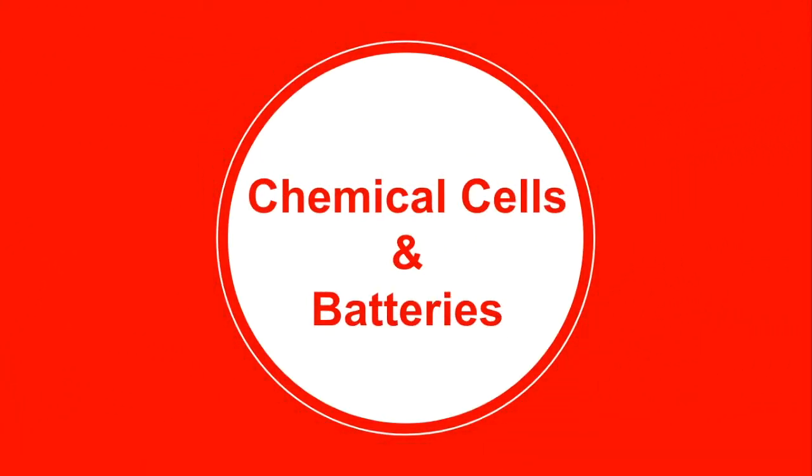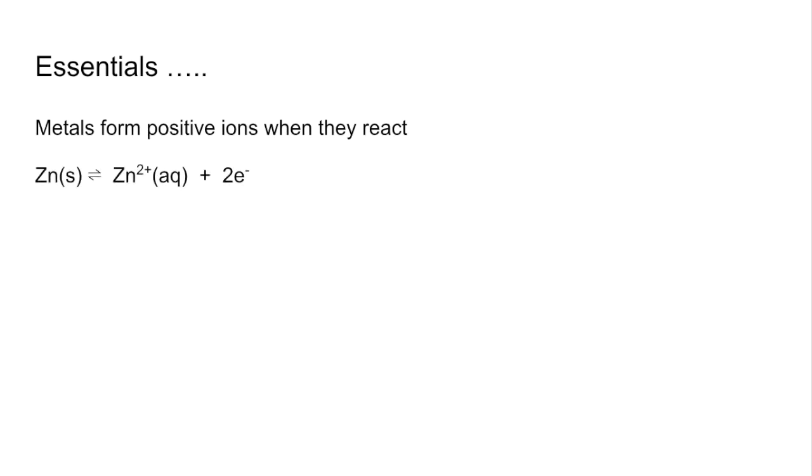In this video, I'm going to look at chemical cells and batteries. So we'll start with some essentials. Metals form positive ions when they react, and they do that by losing electrons. So in the example of zinc, zinc forms the zinc 2+ ion by giving away 2 electrons. Copper does something very similar, forms a Cu2+ ion, again by losing or giving away 2 electrons.